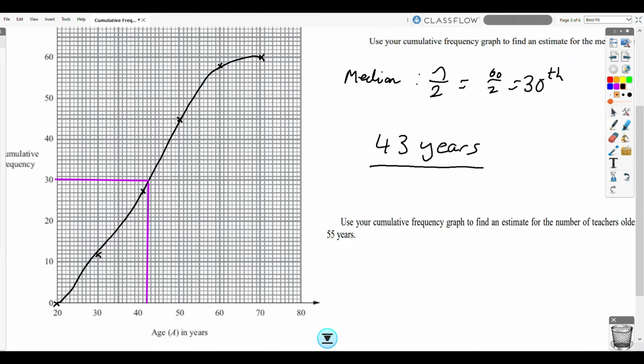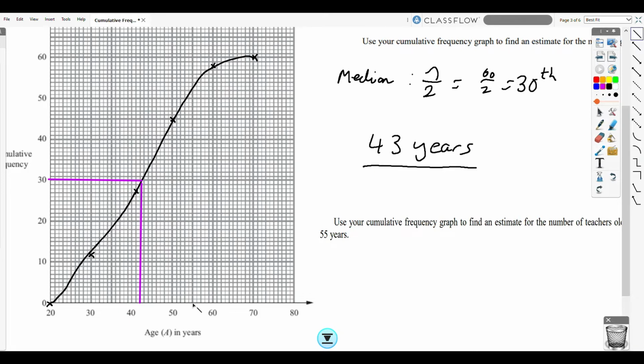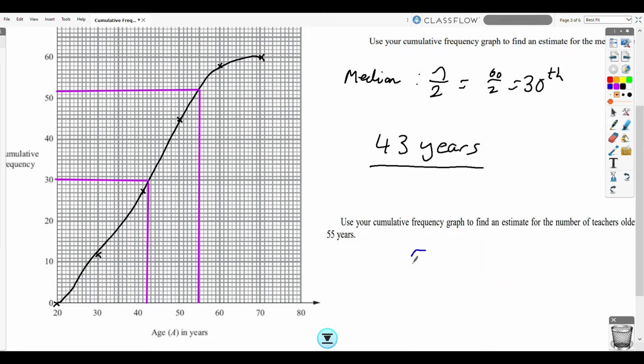Next, use your graph to find an estimate for the number of teachers older than 55. Now years on the x-axis, so this time you're going on the x-axis. And as you can see, we're about 2 above, so we're at 52. The question says, find an estimate for the number of teachers older than this value. If we have a total of 60, we have to do 60, take away 52. So our answer is 8 teachers. Make sure to take them away if it wants more than.